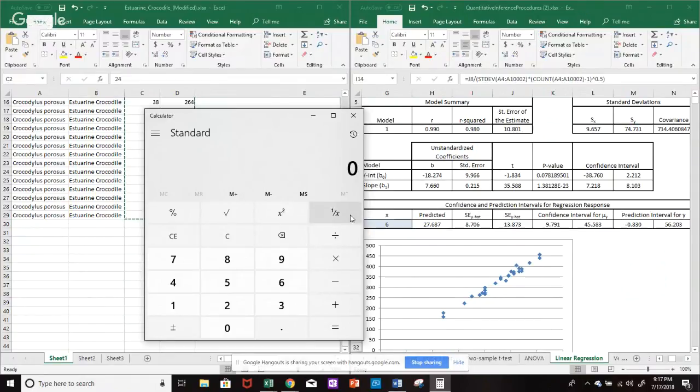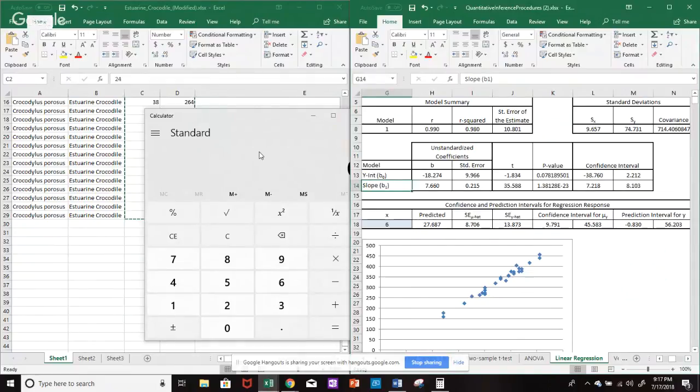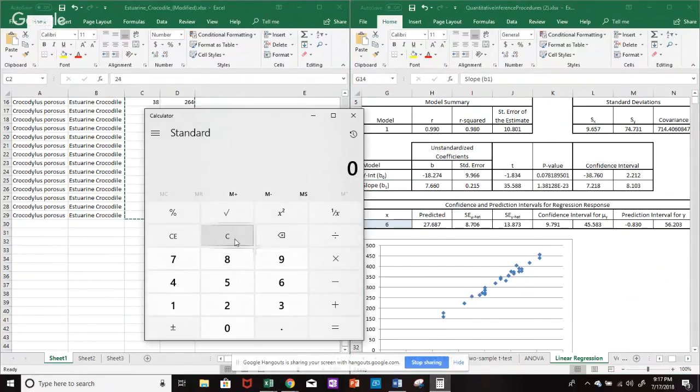So now that our data is in there, we're trying to find the information that goes off of the slope here. And so our margin of error, we're going to take the confidence interval, the higher one, subtract the lower one, and then divide by 2. So we have the 8.103 minus the 7.218 divided by 2. It's 0.443.